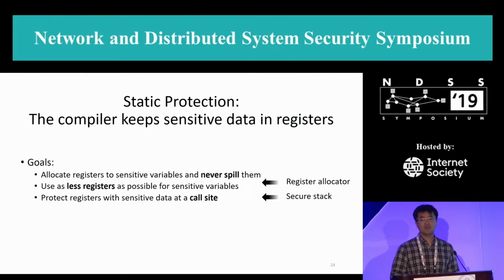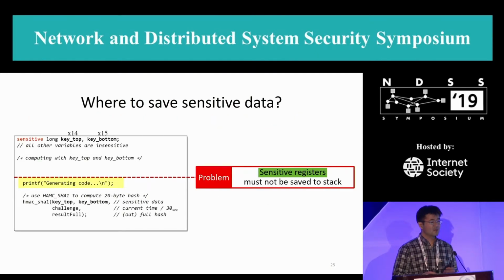The register allocator ensures that the data in registers do not go into memory. And it uses as few registers as possible to avoid overhead. And the most interesting problem in the compiler is that the compiler needs to protect sensitive data on a function call. On a function call, the compiler saves registers to memory. However, the compiler cannot use normal memory because the OS can access it.